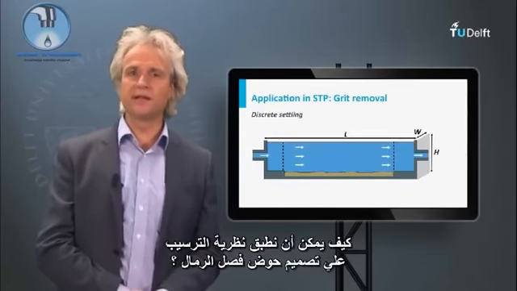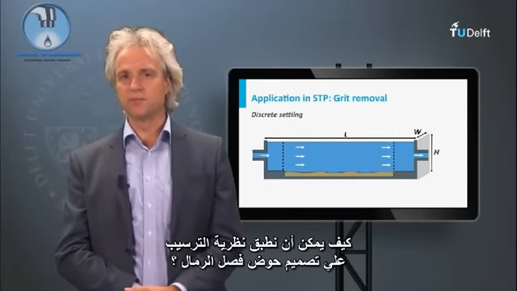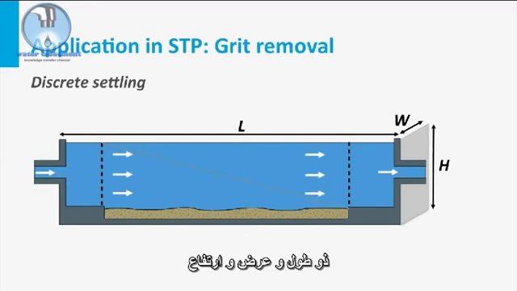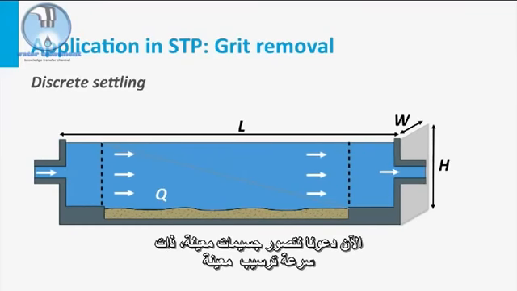How can we apply the settling theory to the design of our grit chamber? Now, let's imagine we are going to design a rectangular grit chamber with a certain length, height and width. Next, we're going to apply a certain flow rate, Q. Now, let's imagine a certain particle with a certain settling velocity.